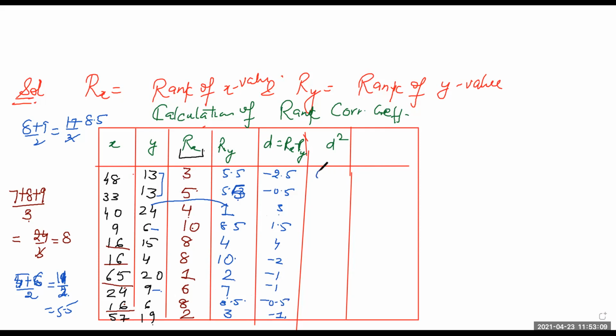What is D square? 6.25. This is 0.25. This is 9. This is 2.25. This is 16. This is 4. This is 1, 1. This is again 0.25 and this is 1. So the summation of D will be 0 and summation of D square will be 41.